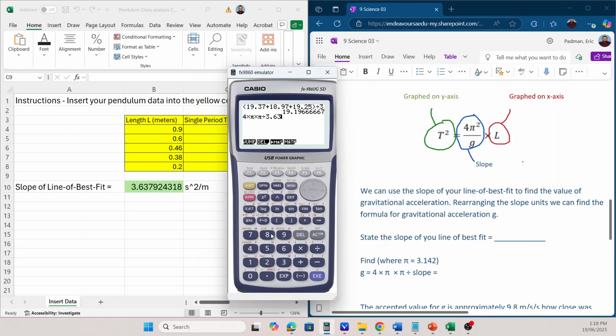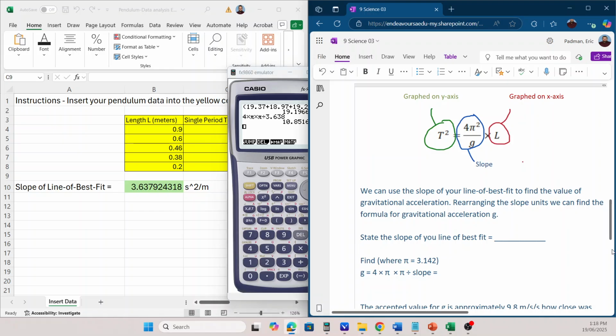3.63. I'm going to round to 3 decimal places. That would be an 8 there. All right, so I've done that, and I've got my slope. My value for g. My value for g is 10.85. That's a little bit higher than what you should be getting, but it's actually not that bad. We'll put that somewhere. Okay, so I'm going to remember that, 10.85.